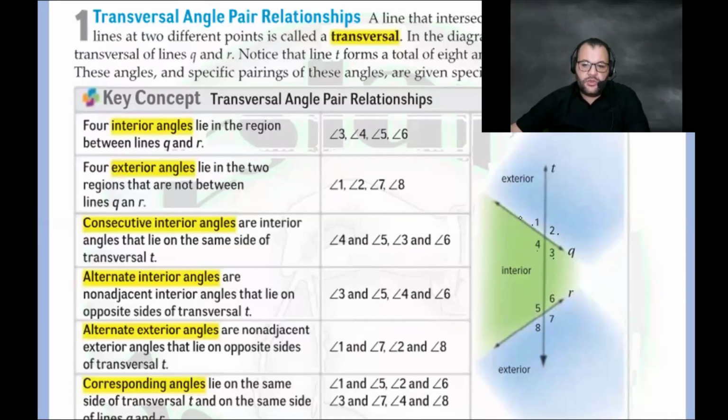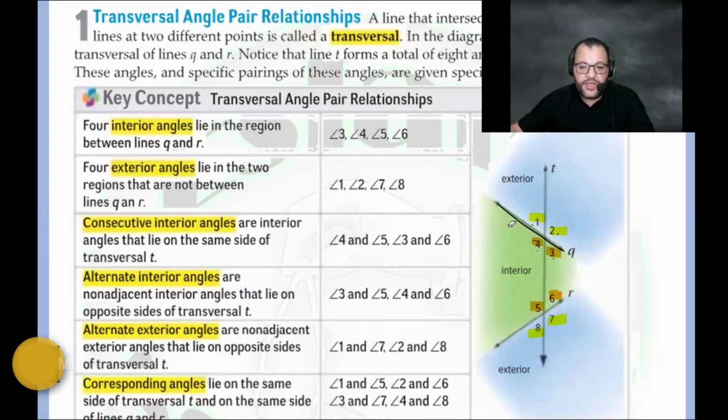So now we have 8 angles. Some of them are called interior and some of them are called exterior. What is the meaning of the interior angle, and what is the meaning of the exterior angle? Interior means the angle which lies between the two lines that have been intersected by one transversal. The angles which do not lie between the two lines are called exterior, like angles 1, 2, 7, and 8. The interior angles are 3, 4, 5, and 6.